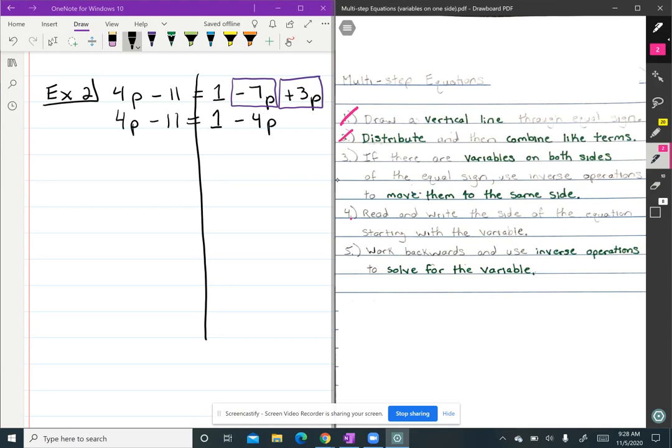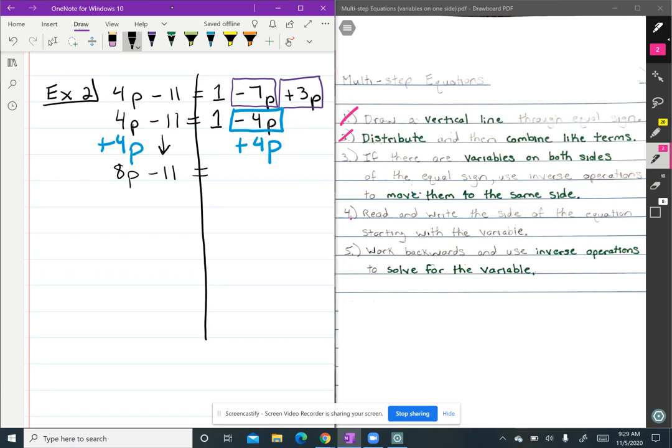So we have a positive 4p on the left, and on the right, we have a negative 4p. So I'm going to move the negative 4p to the other side. So the opposite would be plus 4p. And remember, whatever I do to one side, I have to do to the other side, making sure that you line it up with the like term. So then 4p plus 4p will give me 8p. Negative 11 drops down. 1 also drops down. And then negative 4 plus 4 cancels out because it equals 0.